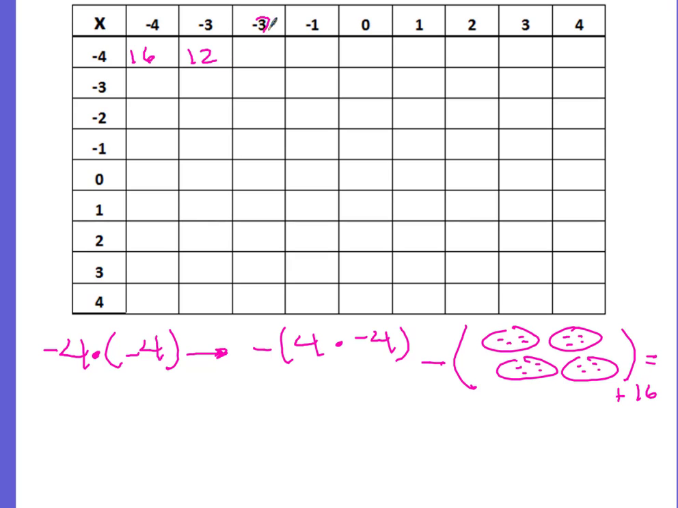This should have been a -2 here. That was a typo on the worksheet. Here you would get an 8. This one would be 4. Of course, anything times 0 is 0. Anything times 1 is itself.